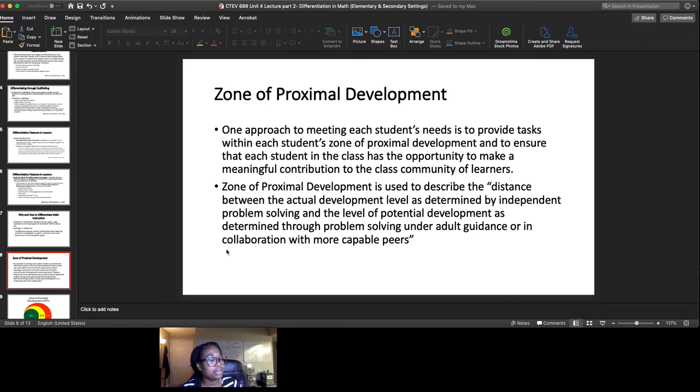But one of the things that you can do is focus on the zone of proximal development. I know we've all heard of it, but remember, zone of proximal development is used to describe the distance between the actual development level as determined by independent problem solving and the level of potential development as determined through problem solving under adult guidance or in collaboration with more capable peers.